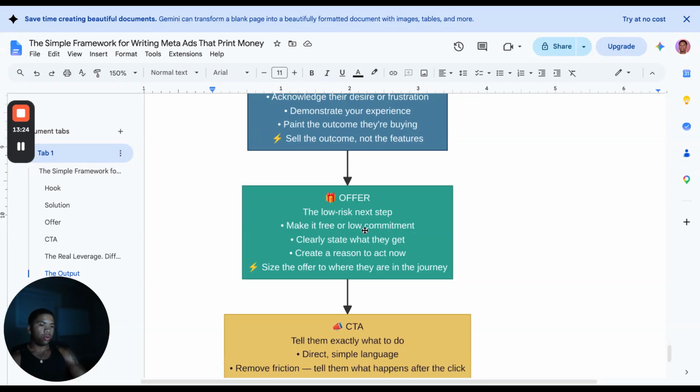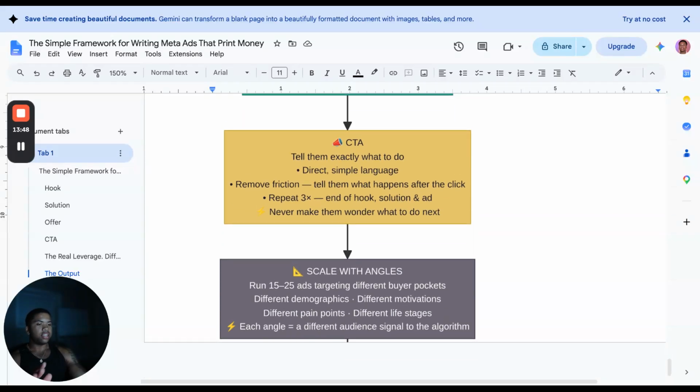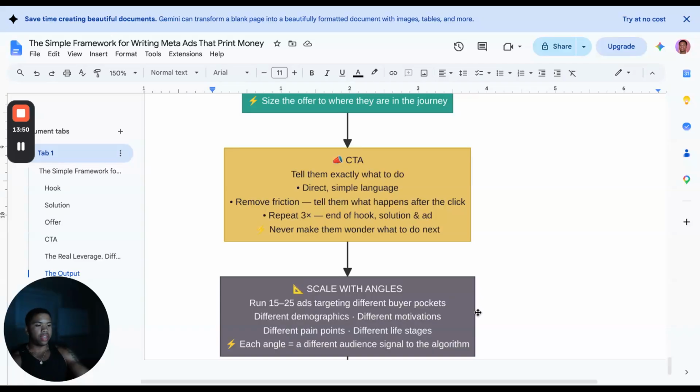So just the low risk next step, make it free or low commitment or low price, whatever you want to do there. There's tons of different funnels and ways you can structure that. Clearly state what they get so that they now have a reason to act. And then just size the offer to where they are in the journey. And then your call to action, tell them exactly what to do, be direct, use simple language, remove all the friction. You just never want them to wonder what to do next.